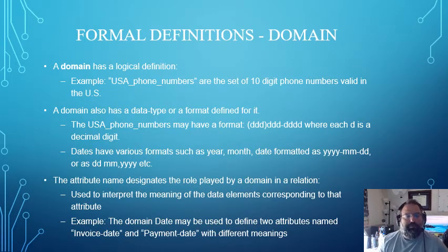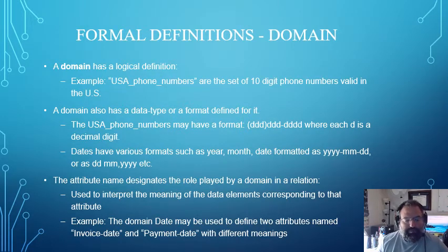A domain has a logical definition. For example, USA phone numbers are a set of 10-digit phone numbers that are valid in the United States. A domain also has a data type and may have a particular format defined for it. US phone numbers may have the format of area code, exchange, and then the last 4 digits, where each D is a decimal number from 0 to 9. Dates have various formats, such as year-month-day, of the form YYYY-MM-DD, or month, year, and so on.